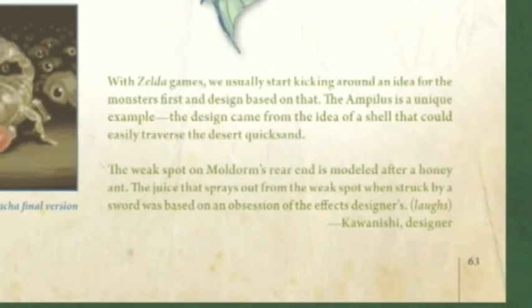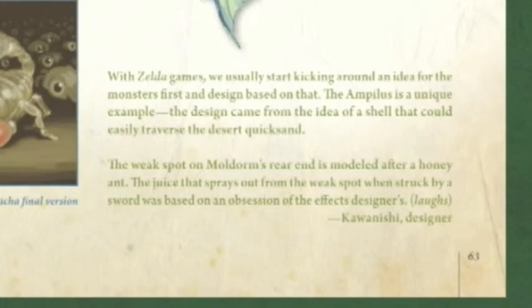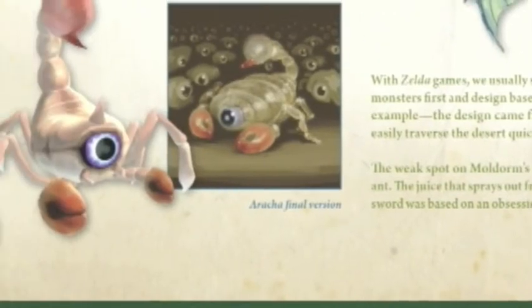With Zelda games, we usually start kicking around the idea for the monster first and the design based on that. The Ampilus is a unique example. The design came from the idea of a shell that could easily traverse the desert quicksand. The weak spot on the Moldorm's rear is modeled after a honey ant. The juice that sprays out from the weak spot when struck by a sword is based on the obsession of the effects designers. Laughs. Kawanishi, designer. That was pretty funny.